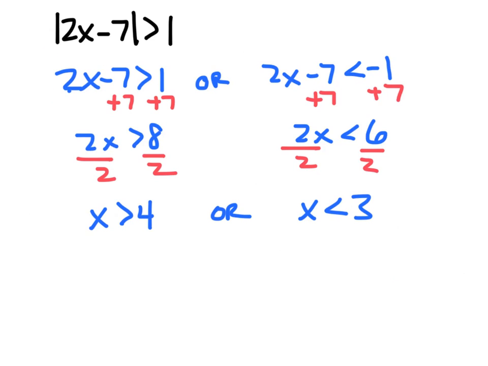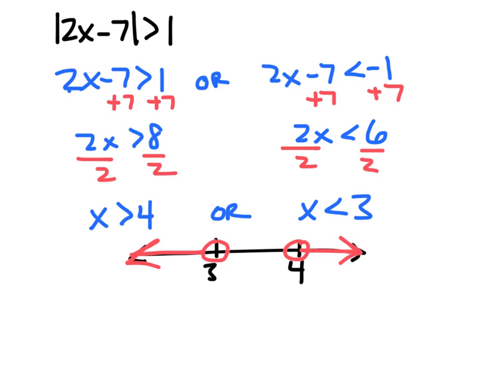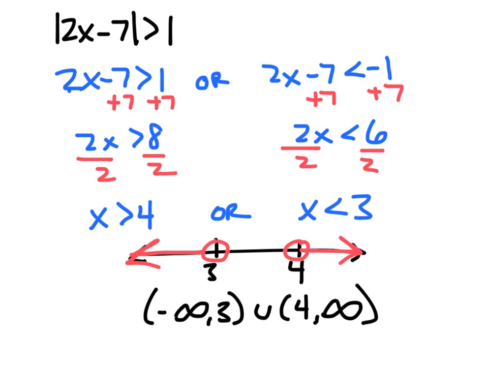So on the number line, here we have 3 and 4. Neither of these are included, so x is less than 3 would be all of these, or x is greater than 4. In interval notation, that'd be negative infinity to 3, union from 4 to infinity. And that's how we solve absolute value inequalities.